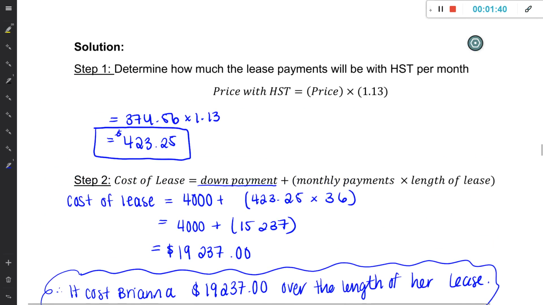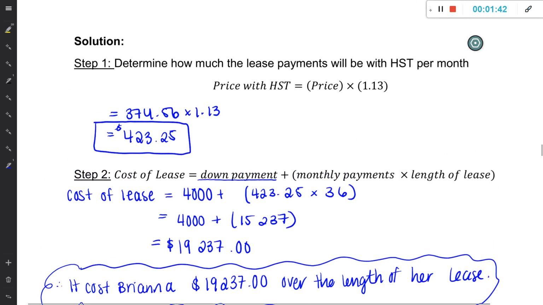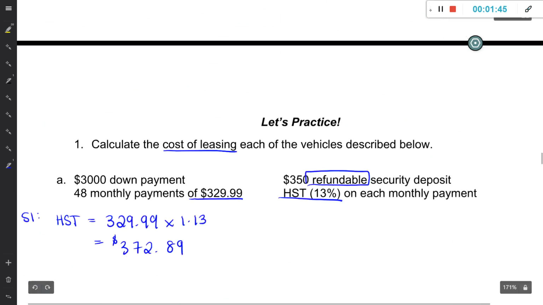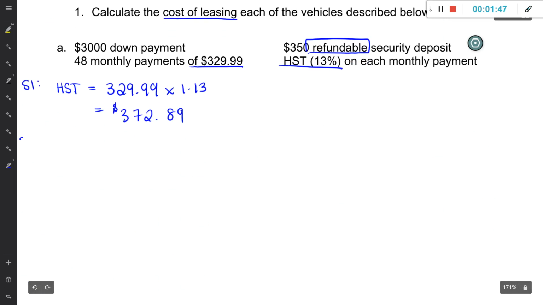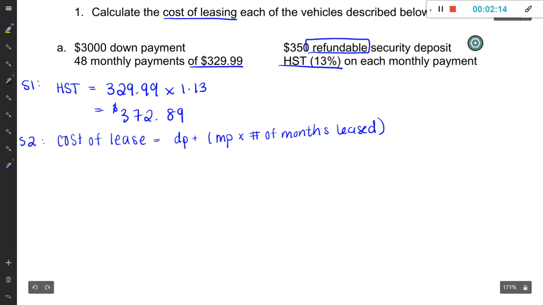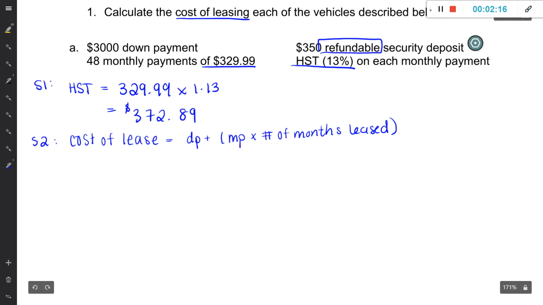What does it say is step 2? Cost of lease equals down payment plus monthly payments times length of the lease. So I'm going to go back here. I'm going to say step 2. Cost of lease equals down payment, so I'm just going to write that as DP, plus monthly payments, which I'm going to write as MP, times number of months that you leased. Sounds good?